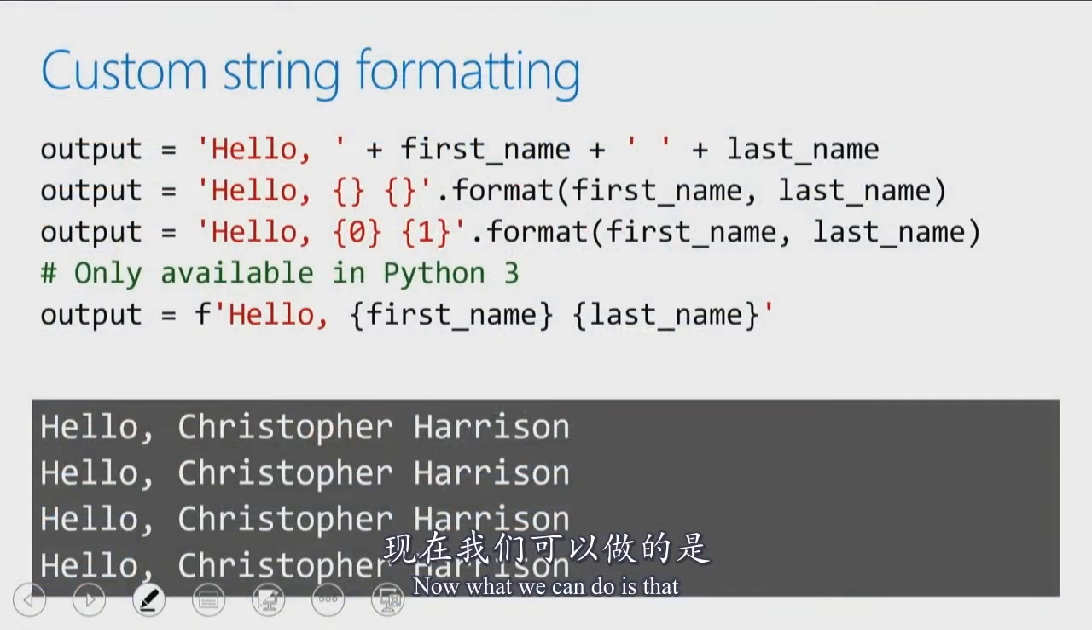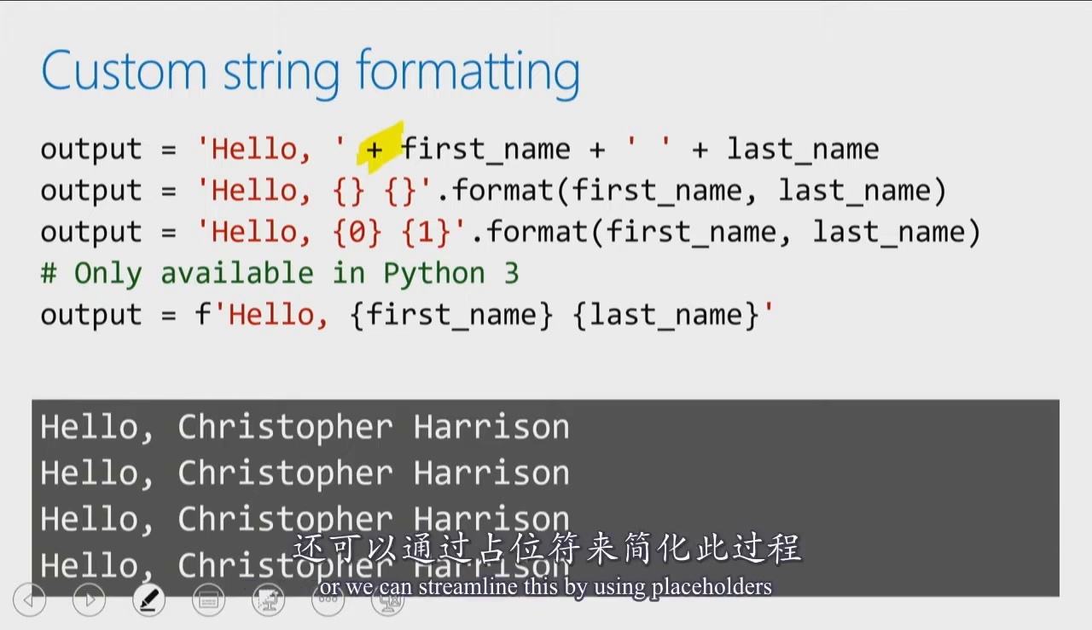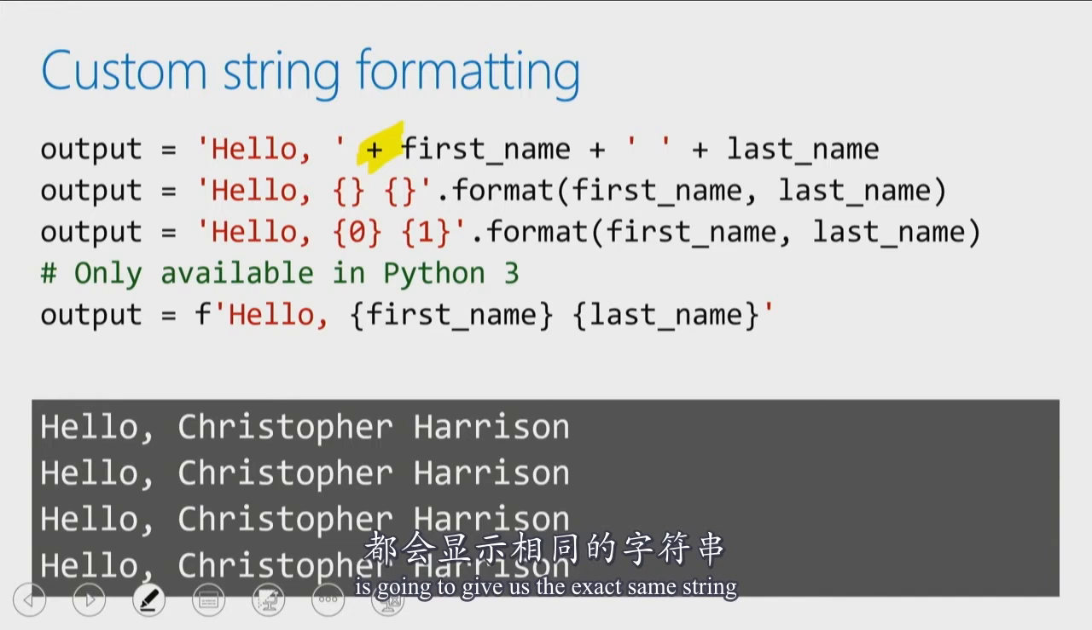What we can do is that little output that we see up at the top, where again we're calling that plus sign that we've already seen, or we can streamline this by using placeholders. Now, each one of these outputs that you see up here on the slide is going to give us the exact same string. We're just going to do it slightly differently.